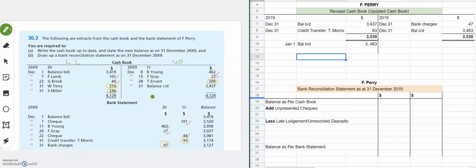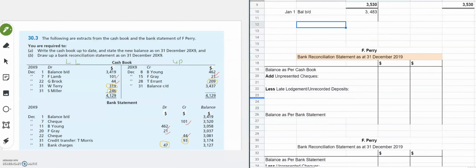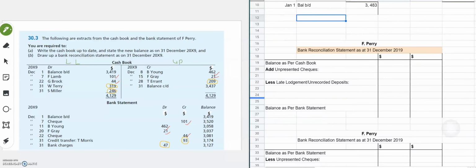Now we're going to start off. There are two ways of preparing the bank reconciliation statement. We have one format where we can start with the balance as per cash book. We also have another format where we can start with the balance as per bank statement, and I will be showing you both methods today. Now, the first one we're going to start off with is the format starting with the balance as per cash book. Now this balance would be the balance brought down that you got from preparing the revised cash book or the updated cash book.